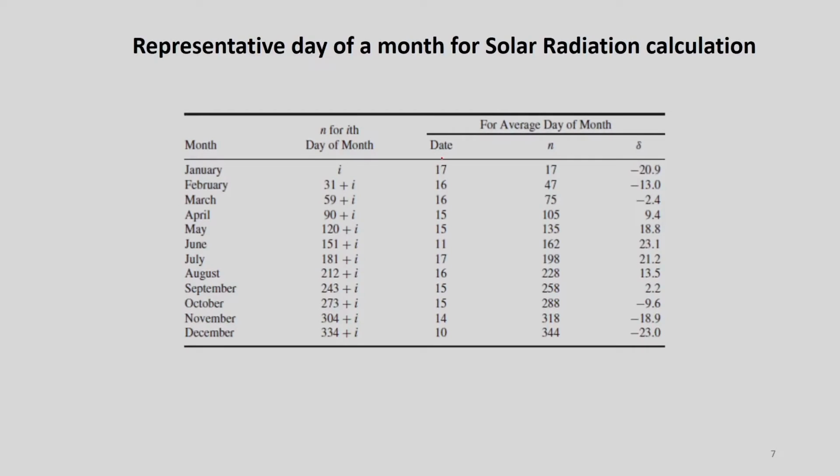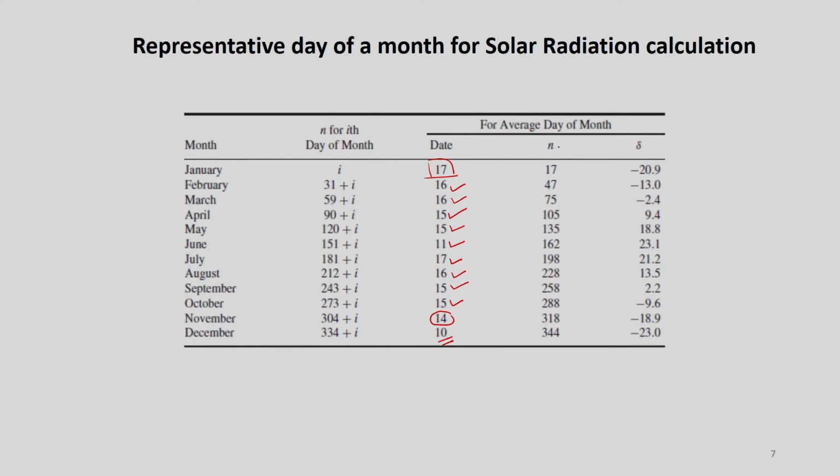So, for January, the researchers have identified the 17th of January to give the representative figure of the radiation or other calculations. For February it is 16, then March it is again 16, April is 15, May is 15, June is 11. Okay? And then July is 17 again, August is 16, September is 15, October is 15, November is 14, and December is 10.